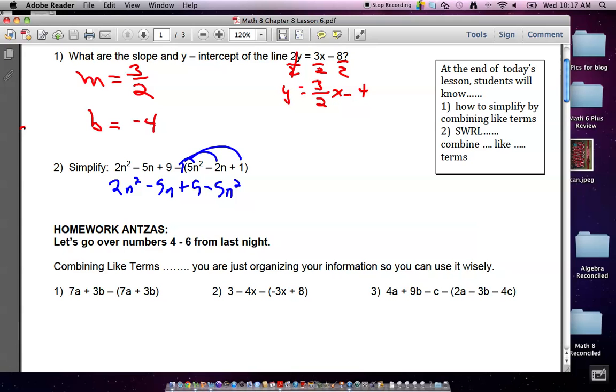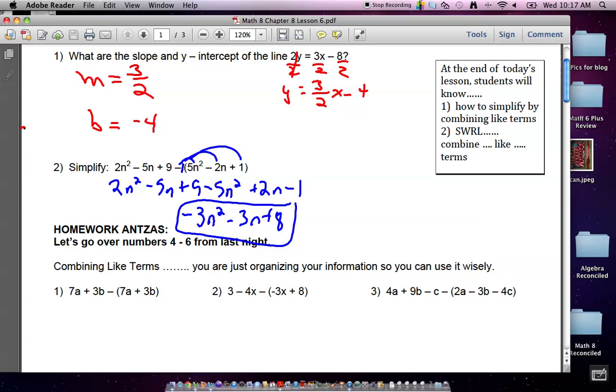This 2n is what? Negative. So what does it become? Positive. And the 1 is? Positive, so it becomes negative. Now, combine like terms. 2n squareds, negative 5n squareds, negative 3n squareds. Negative 5n, positive 2n, negative 3n, positive 9, negative 1, positive 8.